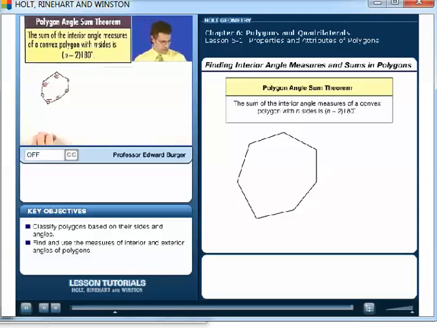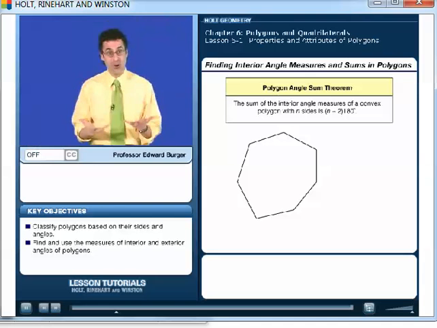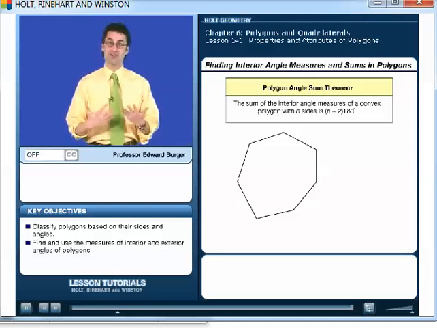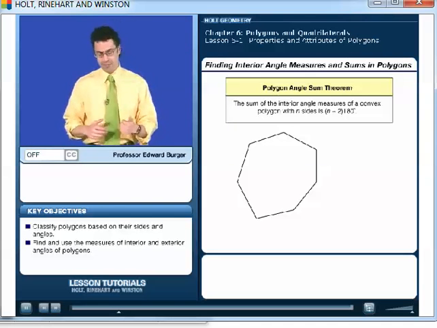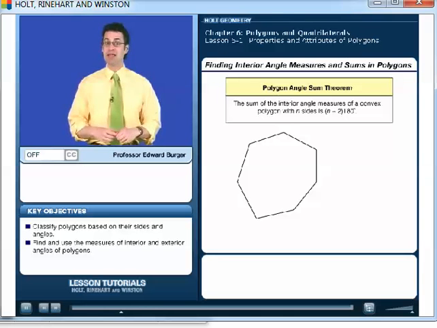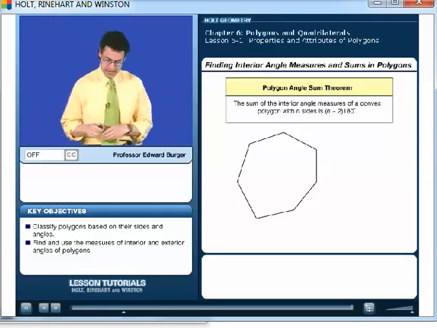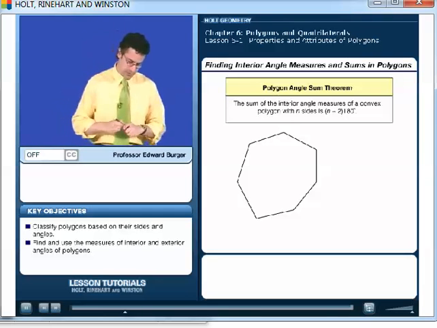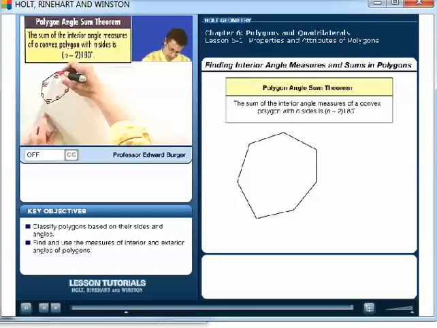Now, why is that true? Well, let me show you the idea because it's so cool. It just involves triangles. Now, remember that the total sum of the measures of the interior angles of a triangle is 180 degrees. If we remember that, then we're home free, because look what I can do. I can take this picture and cut it up into a bunch of triangles.